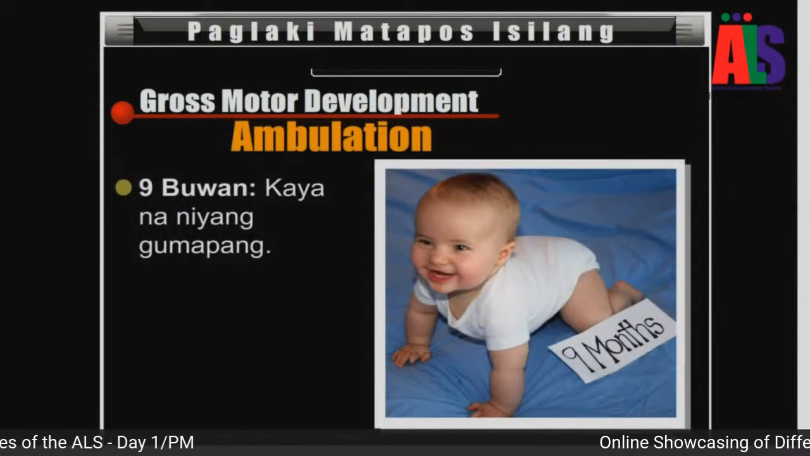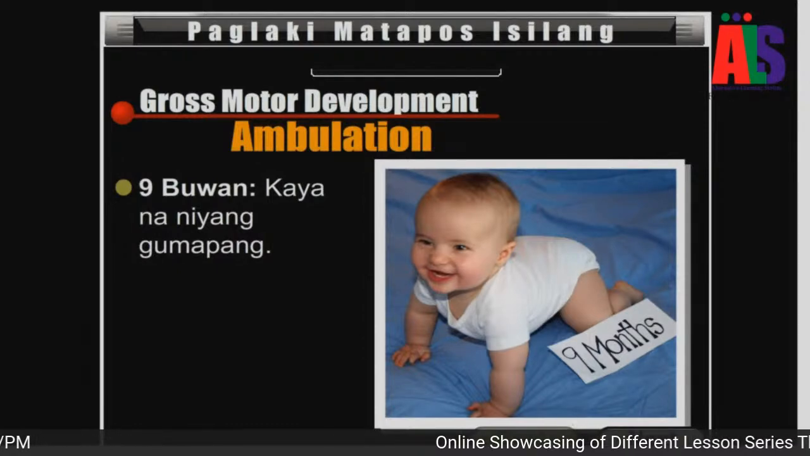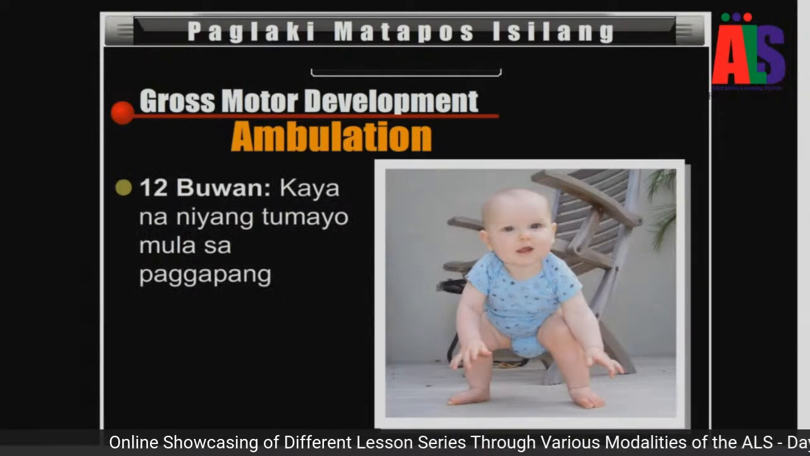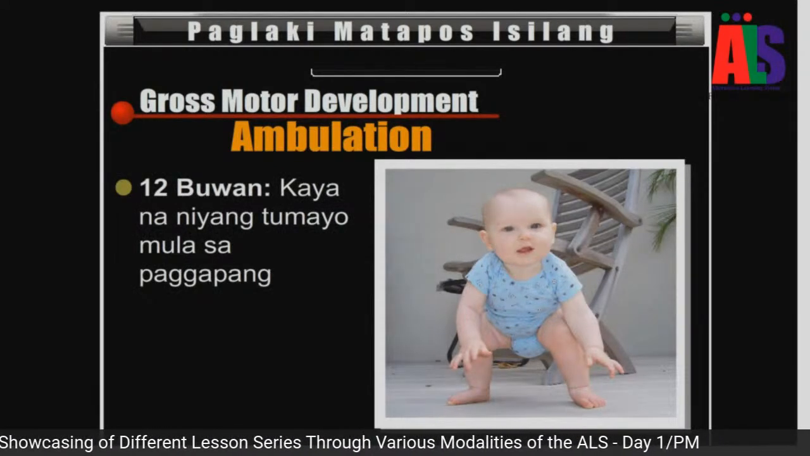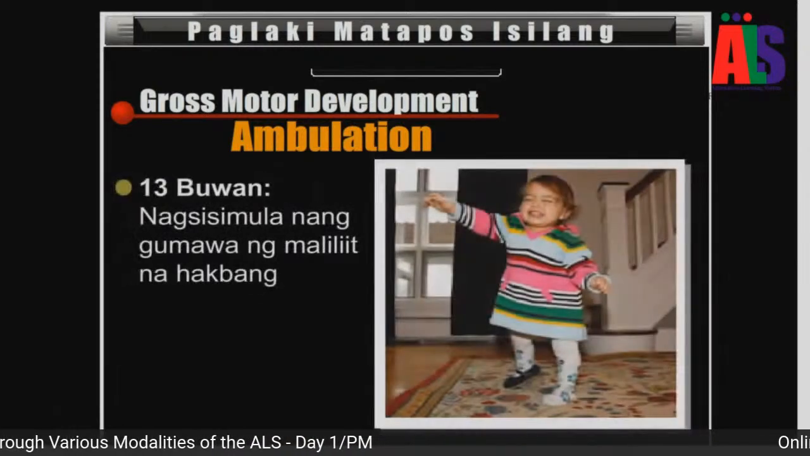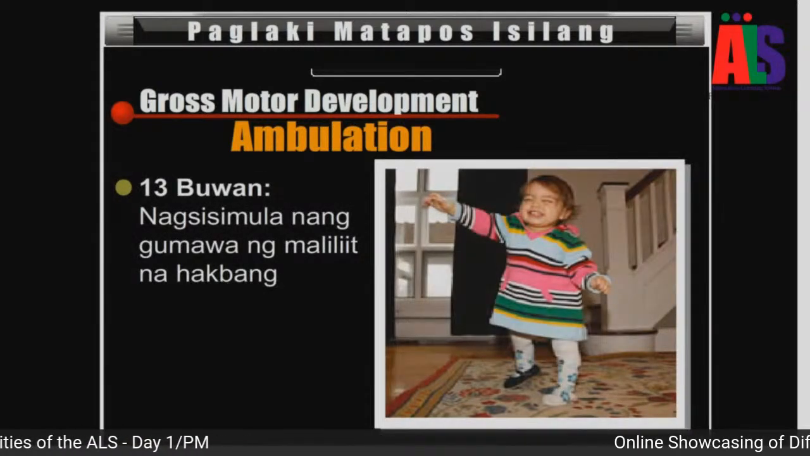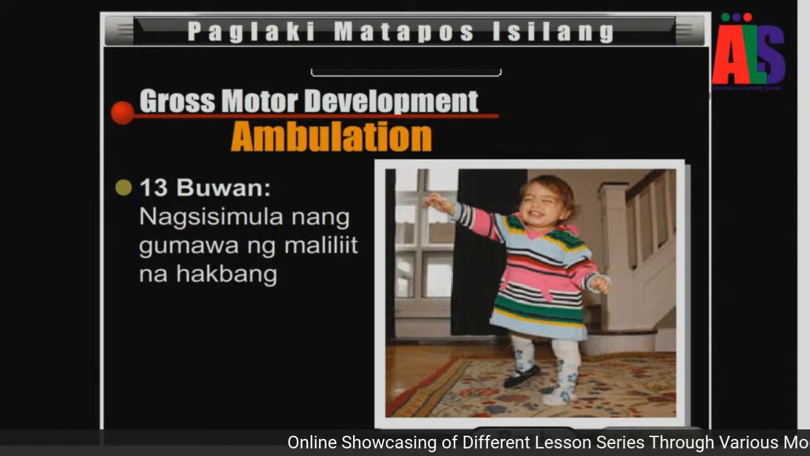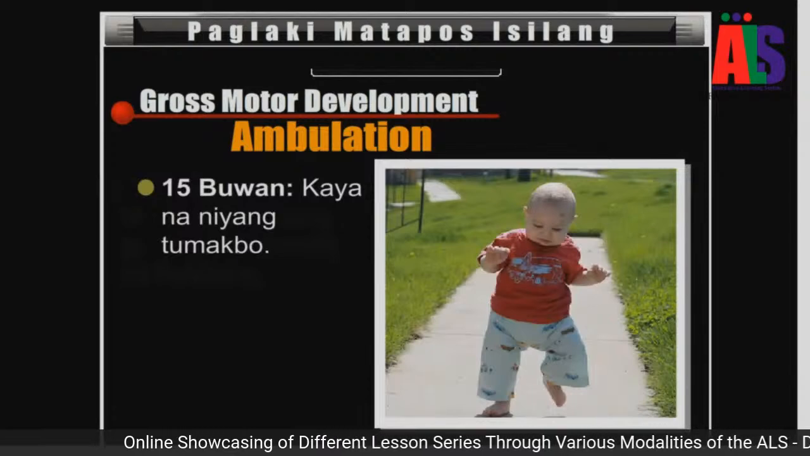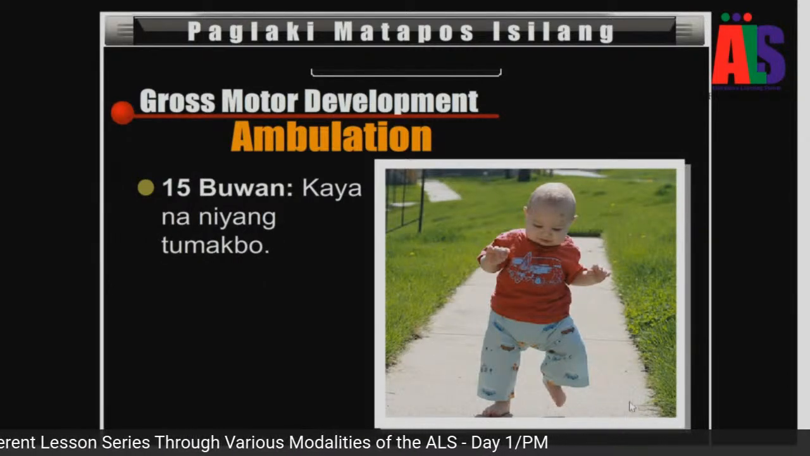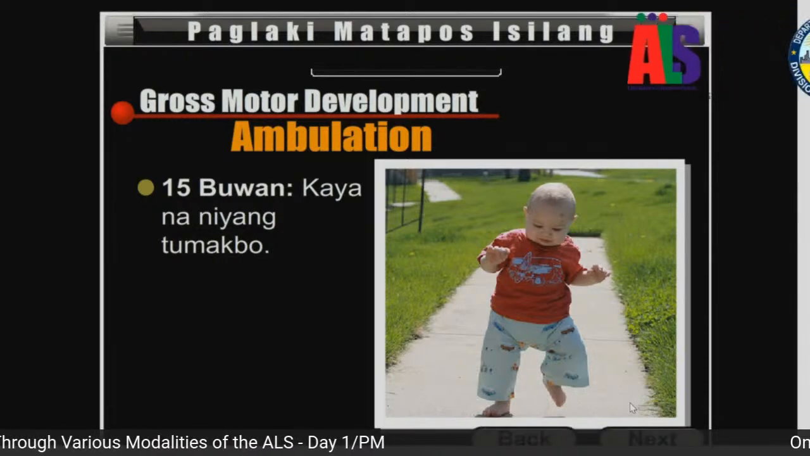Sa 9 na buwan, kaya na ng batang gumapang. At pagsapit ng 12 buwan, siya ay matututo ng tumayo. Sa 13 buwan naman, magsisimula na siyang gumawa ng maliliit na hakbang. Sa panahong ito, lalong tumatatag ang kanyang pagtayo hanggang sa matutunan na niyang tumakbo sa 15 buwan.